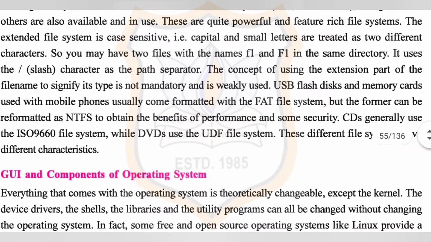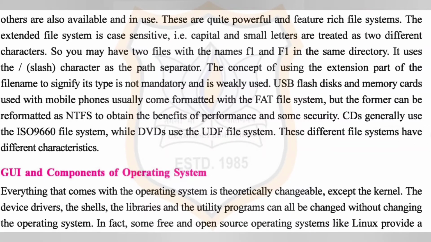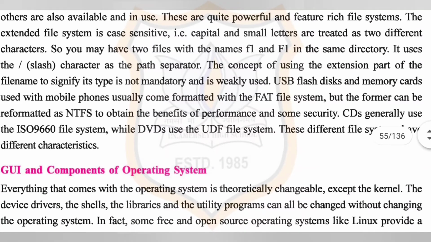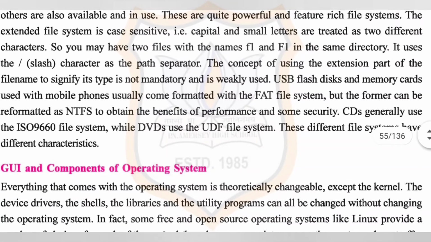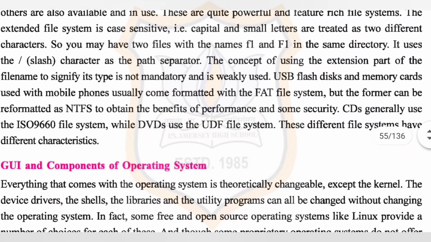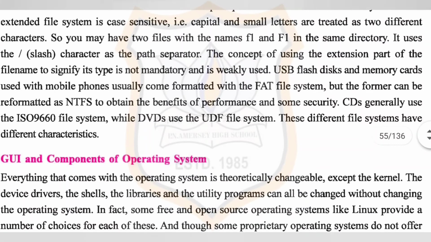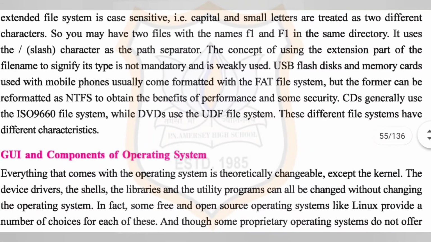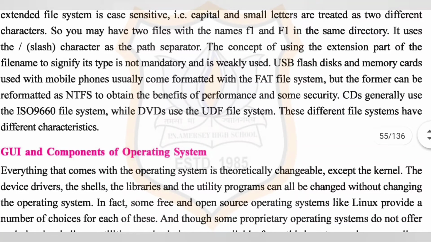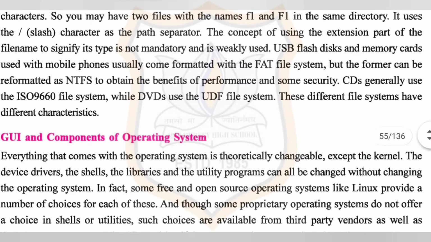The concept of using the extension part of the file name to signify its type is not mandatory and is weakly used. USB flash disks and memory cards used with mobile phones usually come formatted with the FAT file system, but the former can be reformatted as NTFS to obtain the benefits of performance and some security. CDs generally use the ISO 9660 file system, while DVDs use the UDF file system. These file systems have different characteristics.